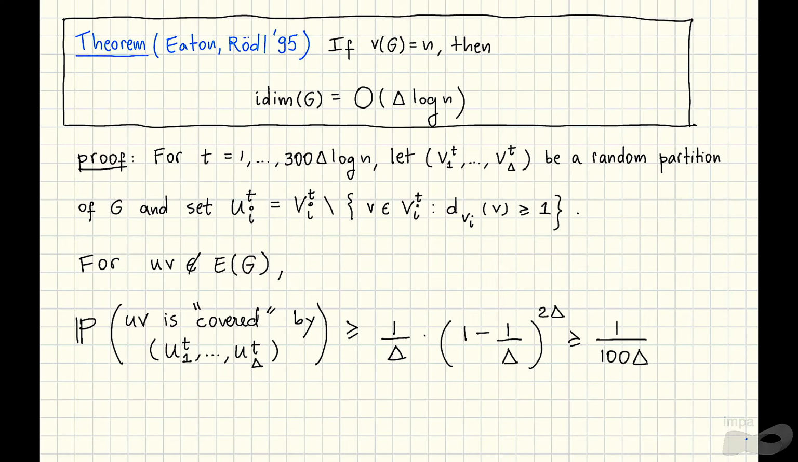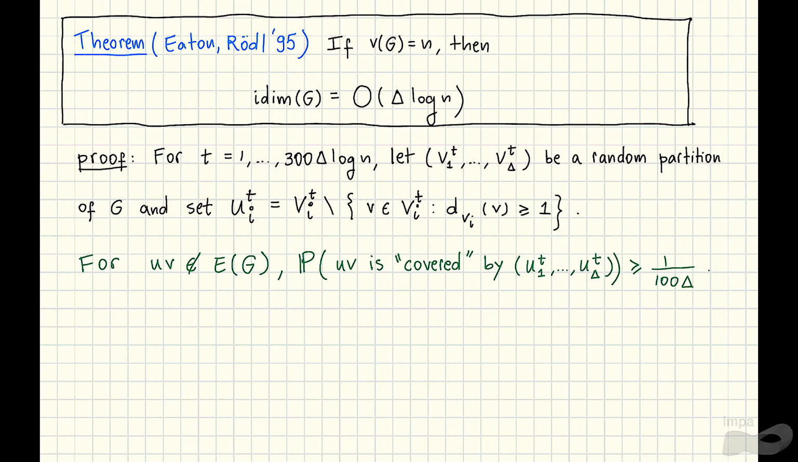Right, so (1 - 1/Δ)^Δ is essentially 1/e. So you have some lower bound of a constant times 1/Δ. And, well, this is the conclusion we have so far.